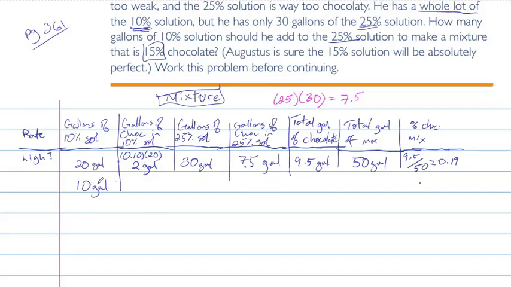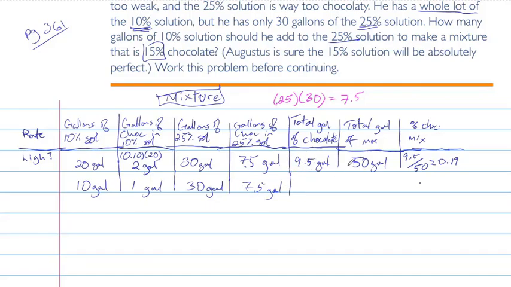So pick easy numbers. I'm going to pick 10, because that means 0.1 times 10 gives me 1 gallon of chocolate that I'm adding in. So I've added 10 gallons of the 10% solution. That means one of those gallons must be the chocolate and the other 9 must be the milk. All right, these gallons stay the same because I always have the 30 gallons of the 25% solution. So I don't have to figure those out again.